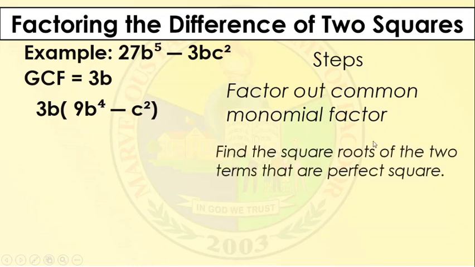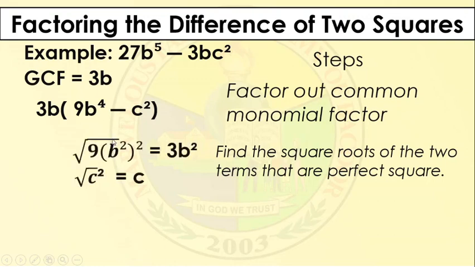Next, find the square root of two terms that are perfect squares. Okay. So, ito na ngayon yung ating original na binomial expression. Kukunin na natin yung kanilang square root. Hindi natin kukunin to. Ito, hindi natin siya gagamitin kasi kinuha na natin yung GCF. Pag nakuha mo yung GCF, yung bagong term yung gagamitin mo para kunin yung square root ng number. Okay? Gaya dito. Anong square root ni 9b raised to 4? Okay. So, ganun pa rin. Okay? So, kunin mo yung square root ni 9, meron kang 3.